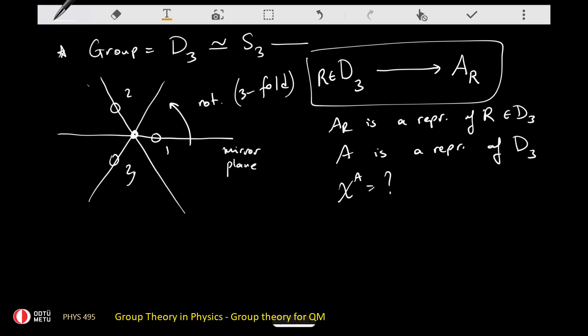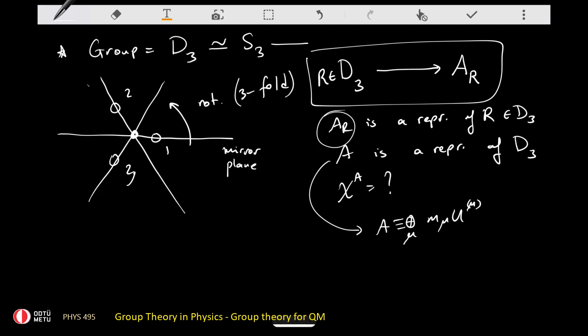What are the characters? Again, there are these 3 conjugacy classes. So for each conjugacy class, I need to find the character. So from the characters, we can decompose A, let me write it down like that. We can decompose the representation A into its irreducible representations. And from here, we are going to say something more. But let's say something about these representation matrices.